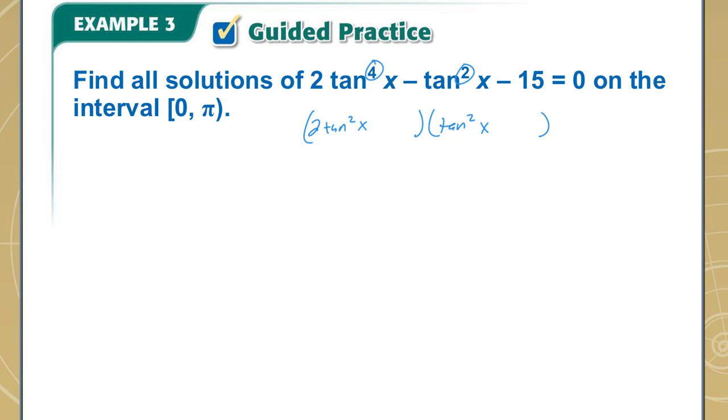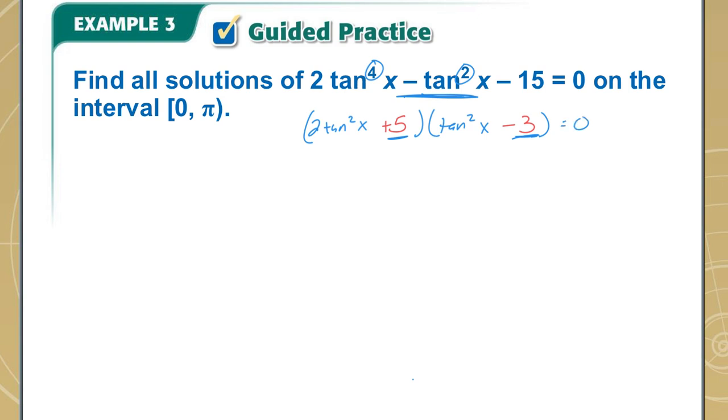So now we just have to figure out what numbers will go here that will work to give us the correct term in the middle. And that is going to be a plus 5 here and a minus 3 here. I could check that because 2 tangent squared of x times negative 3 is going to give me a negative 6. And then 5 times tangent squared is going to give me a positive 5. Negative 6 and positive 5 will combine to make negative 1 in the middle. So go back, and this is equal to 0.